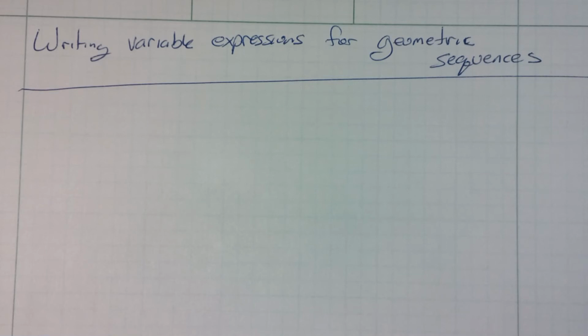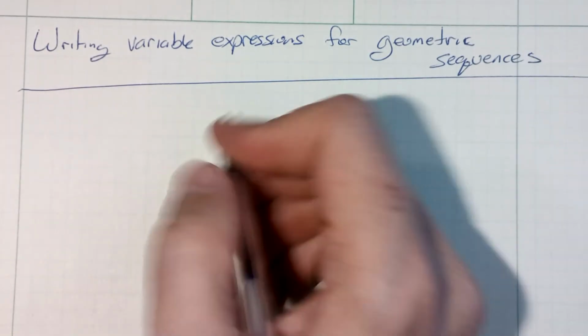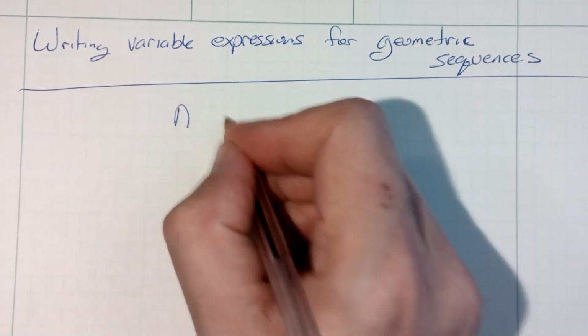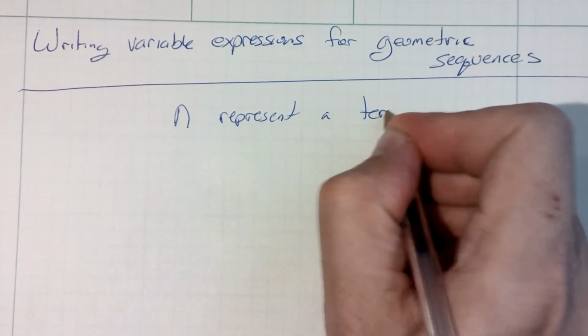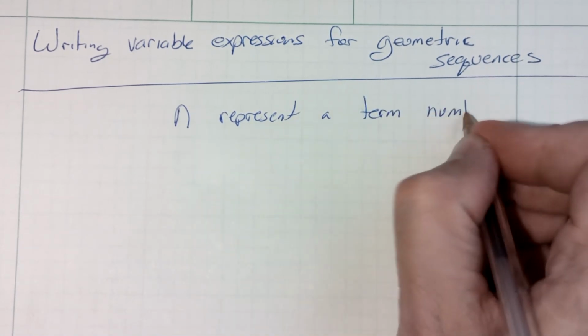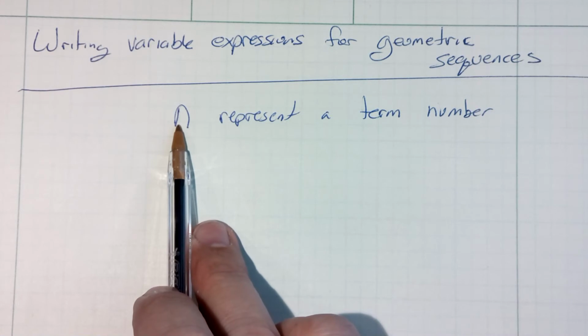Today we're going to learn about writing variable expressions for a geometric sequence. Now this will be an explicit equation or explicit expression, which means it gives us any term we want. This will be new for many of you. So the first thing we're going to do is make sure we remember that n represents a term number. If we want term 1, we'd replace wherever n is in our expression with 1. If we want term 7, we'd replace wherever the n is with 7.